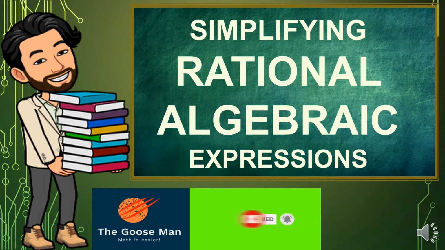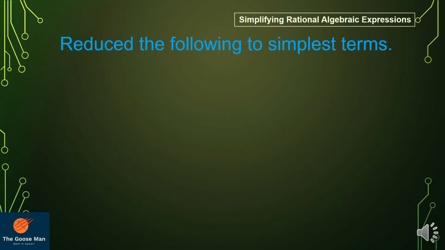This is teacher Onen Guzman, and our topic for today is simplifying rational algebraic expressions. In this video, we will express rational algebraic expressions in simplest form. Simplifying rational algebraic expressions is like reducing fractions to lowest terms. So let us consider this example: 6 over 30.